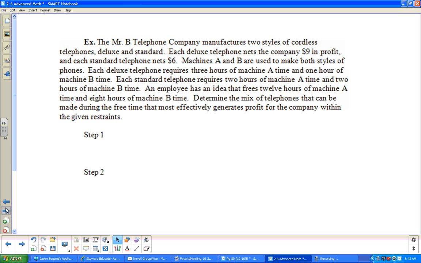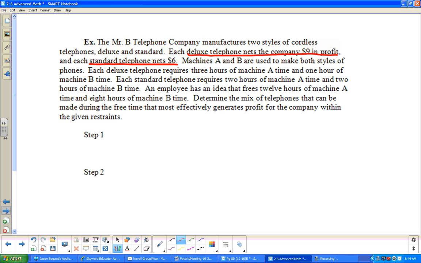All right, that should have been long enough to at least get some of it. Would anybody like to share at least one thing that they found to be possibly important in this example? Information that will end up being useful or important. Nobody found anything? Amazing, yes. Deluxe telephone, nets $9. Okay, and where's that? Deluxe telephone nets $9 in profit. Okay, that's important. All right, very good.